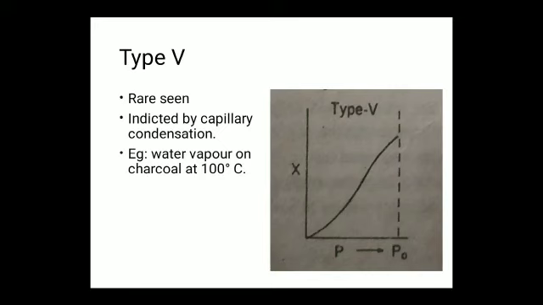Next one, type 5 absorption isotherms. This type of absorption isotherm is also seen rarely. This is indicated by capillary condensation. Here absorption reaches a limiting value before P0 is attained. An example is water vapor on charcoal at 100 degrees centigrade.